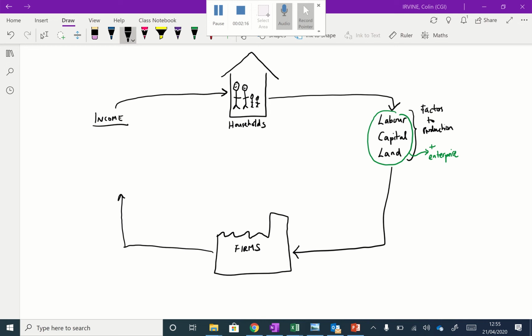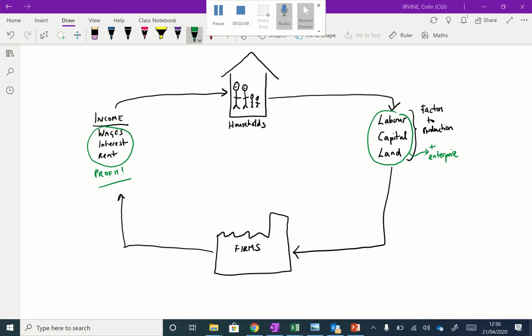Households don't do this. They don't give their labor or their capital or their land to firms to use out of the goodness of their hearts. They do this so they can earn an income. As I said, most households just have their labor. So most households give their labor to firms, and in return, they receive wages. Those of us who are fortunate to have some spare capital might earn some interest on that capital. And if you own some land and you rent it out, you receive rent. These are all forms of income that households can earn.